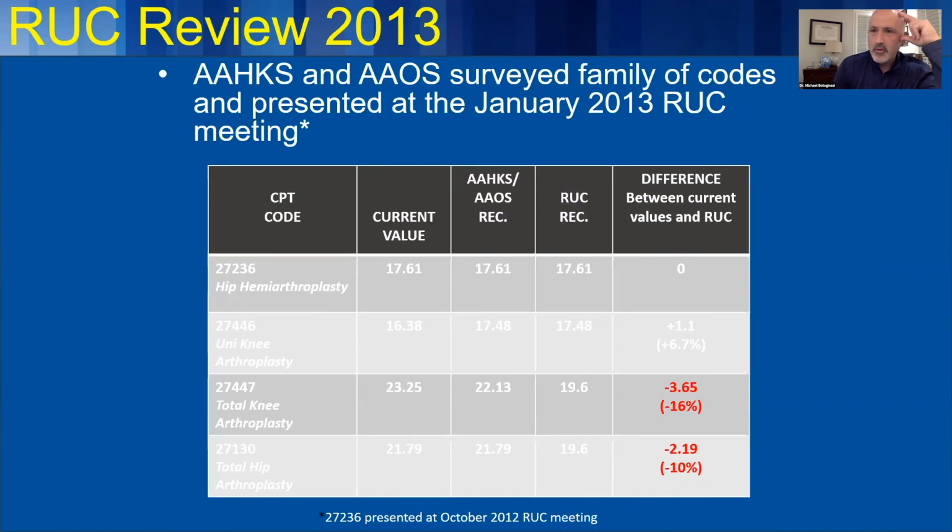Our codes have been reviewed before. The last time with maybe significant relevance was in 2013, and there was a proposal to drop these values fairly significantly from a percentage standpoint. The numbers are listed here, what the values were in 2013 and what the RUC was recommending, which is a drop to 19.6 for hip and knee from larger numbers of 23.25 and 21.79 for knee and hip respectively. This was thwarted by the actions of many, and great efforts and us coming together to prove our value. And it was successful in maintaining where we were.